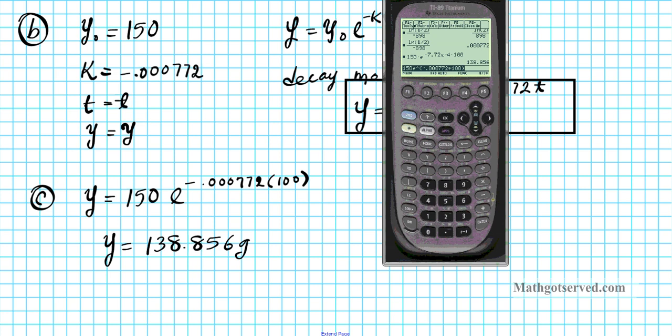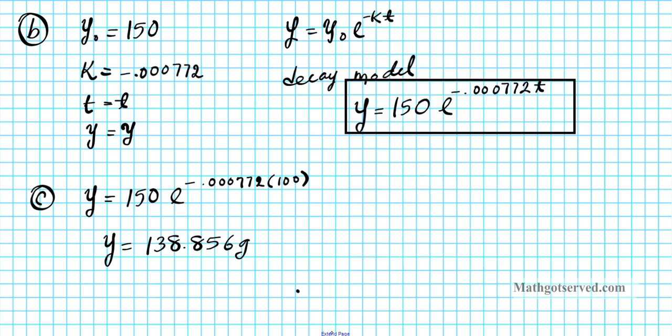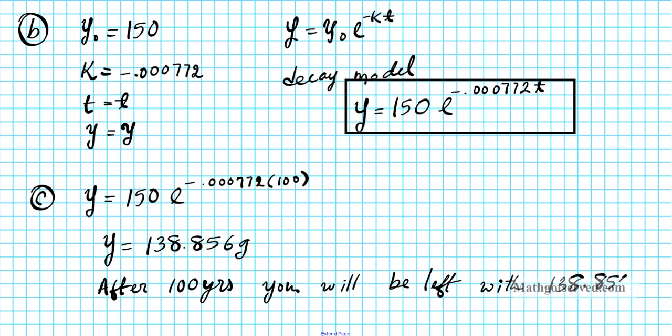Now let's write down what this answer means. What does this answer mean? It means that after 100 years, you will be left with 138.856 grams of Californium 251. Okay, so there you have it.